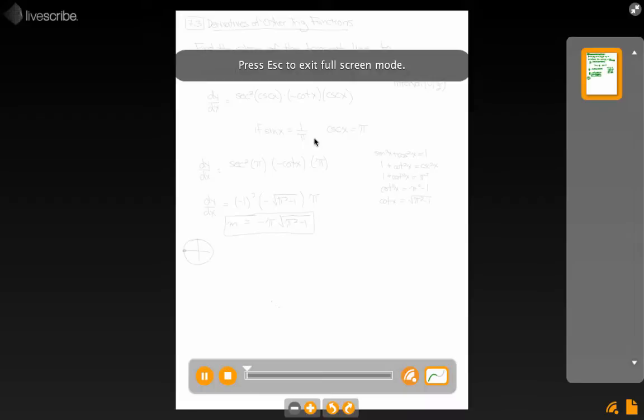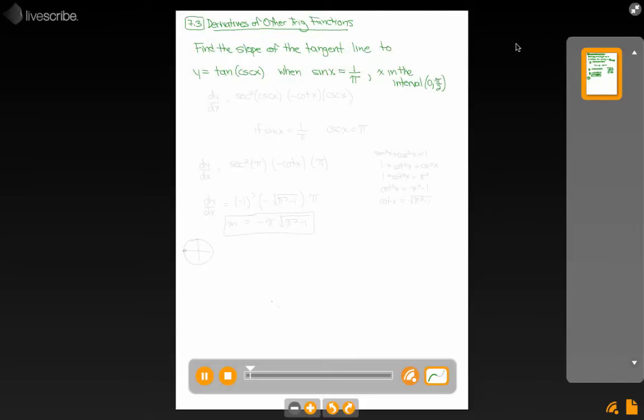This comes out of section 7.3, derivatives of other trig functions. So in this question we're asked to find the slope of the tangent line to the function y equals tan of cosecant x when sine x equals 1 over pi. It's kind of a weird thing to give us. And x is in the interval 0 to pi over 2, so basically x is in the first quadrant, which makes our life easier in terms of knowing that all of our trig ratios are going to be positive.